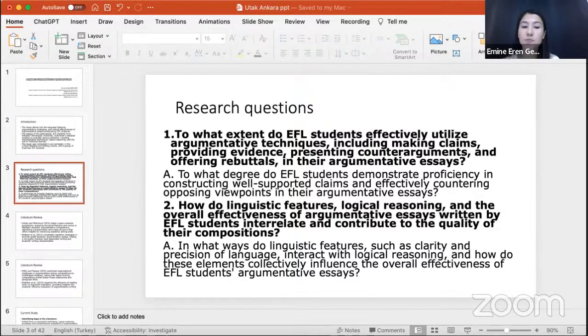making claims, providing evidence, presenting counter-arguments, and offering rebuttals in their argumentative essays? And the other main question was: how do linguistic features and logical reasoning and the overall effectiveness of argumentative essays written by the students interrelate and contribute to the quality of their compositions?